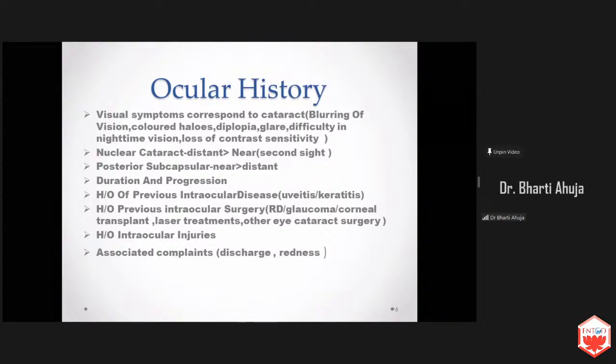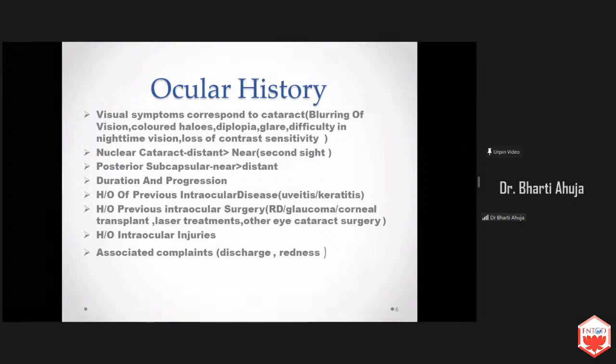History of previous intraocular diseases is very important, importantly uveitis and keratitis. Sometimes the patient doesn't give any history, but we have to elicit it by asking leading questions, such as whether the patient has any history of recurrent redness, or was on long-term treatment for any corneal ulcer, or any other intraocular disease. History of previous intraocular surgery is again important, if the patient has undergone any previous intraocular surgery like glaucoma, corneal transplant, or retinal detachment surgery. Other eye cataract surgery status should also be noted. Then the history of intraocular injuries is also important, along with associated complaints of discharge and redness.